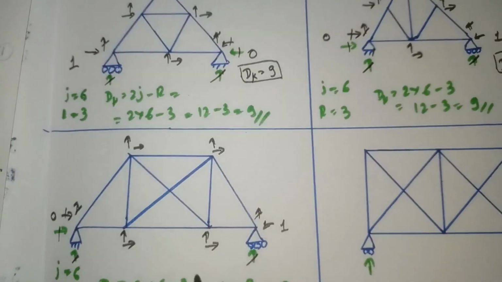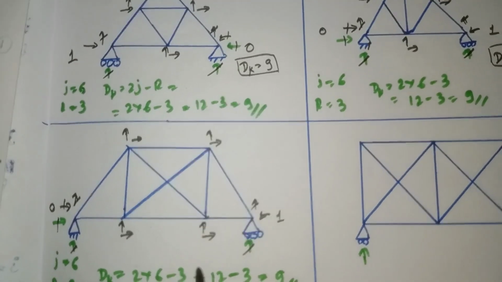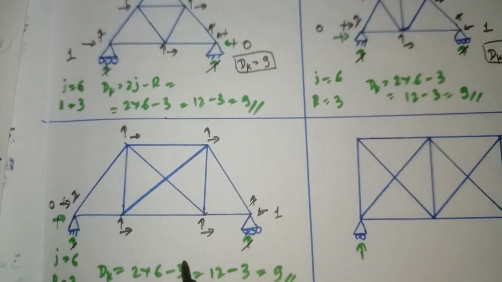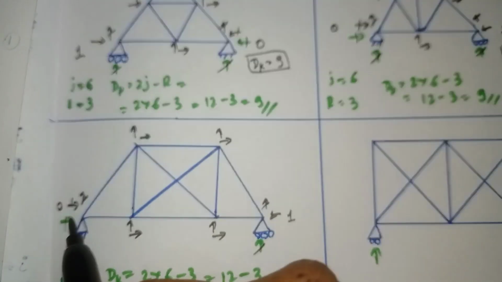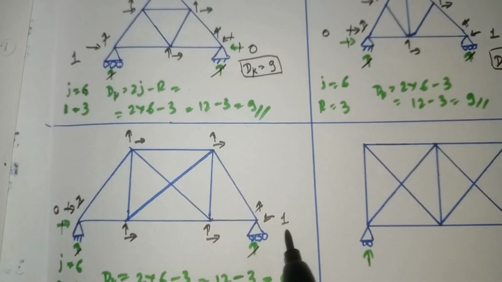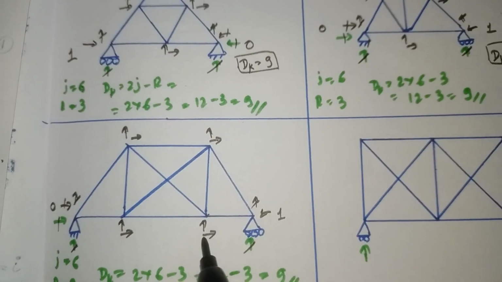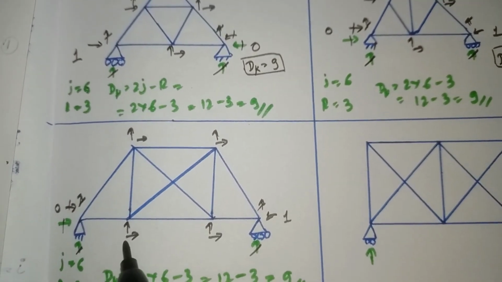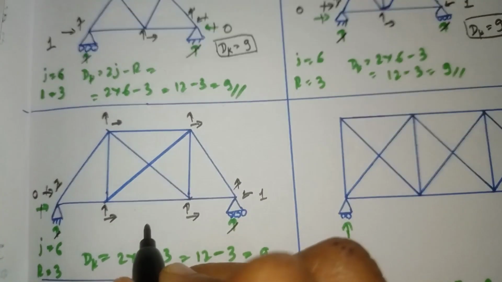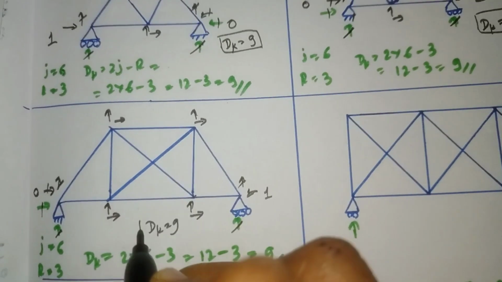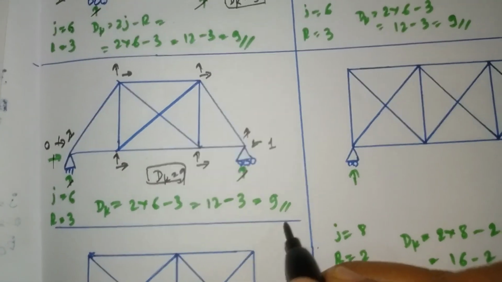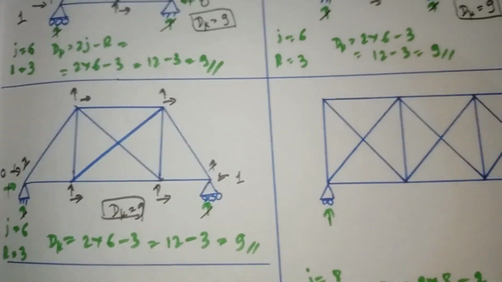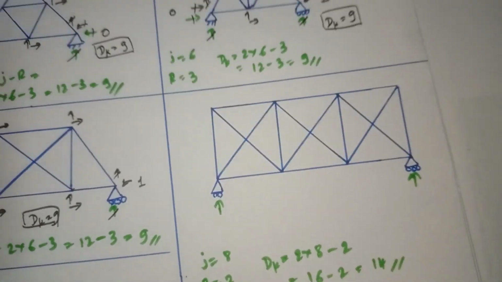Deformation is there. So total how many degrees of freedom are there in this structure? Let's count. Here 0, here 2 plus 2 is 4, 4 plus 1 is 5, 5 plus 2 is 7, 7 plus 2 is 9. So DK of this structure is again 9. So our answer is also 9. So both are the same.